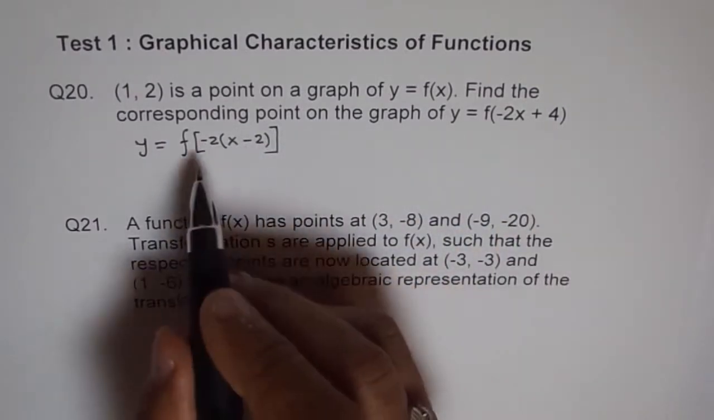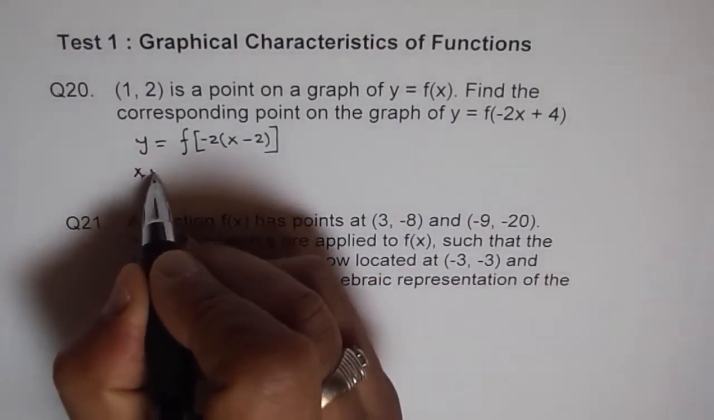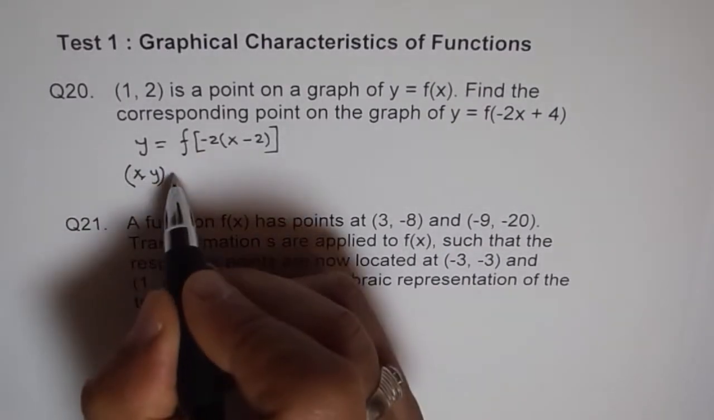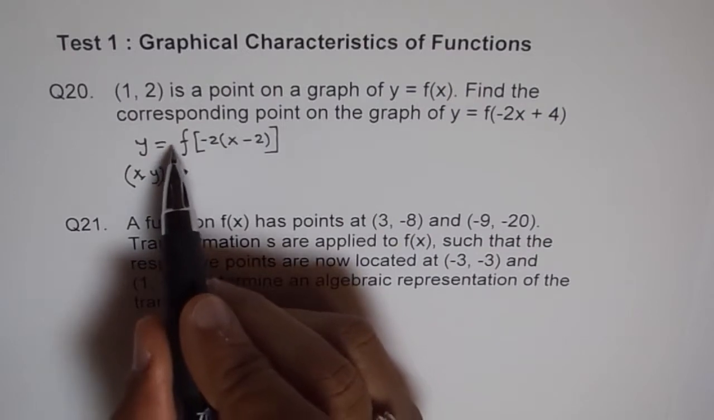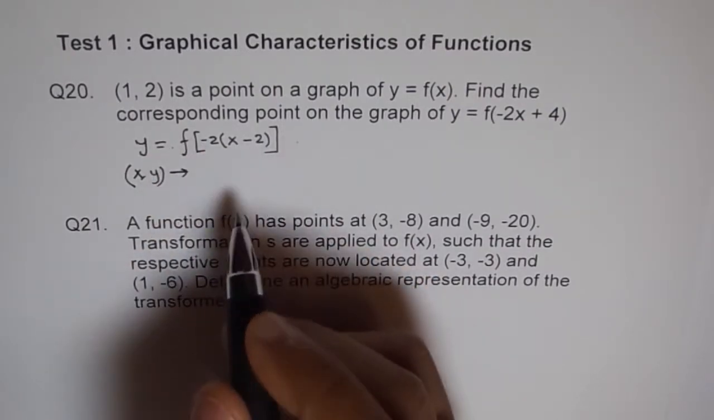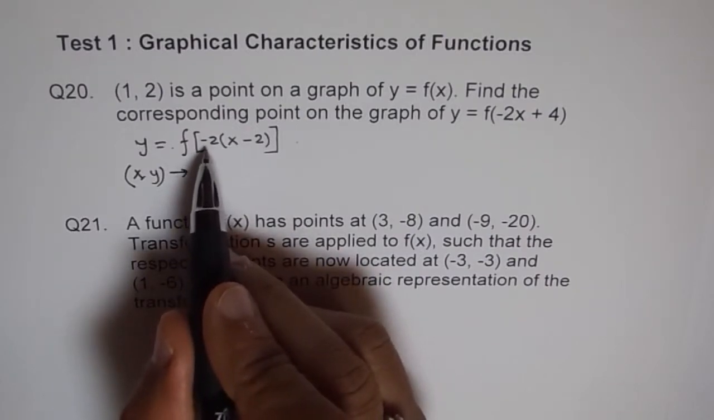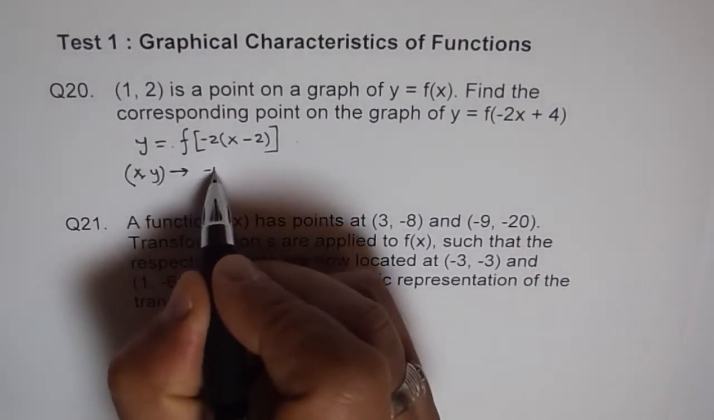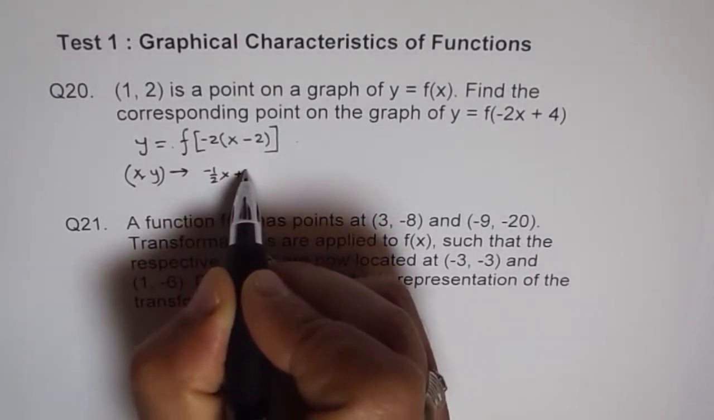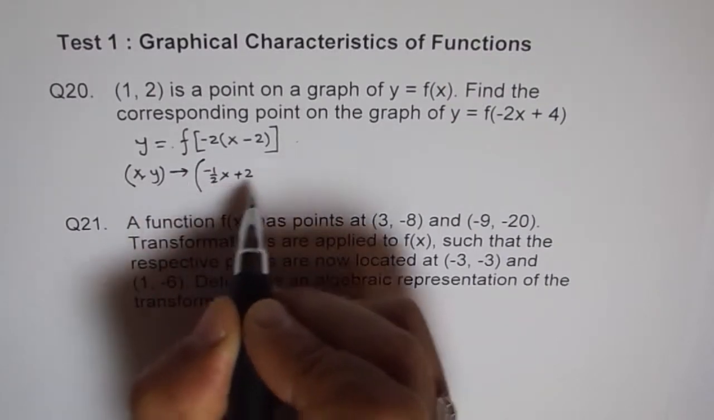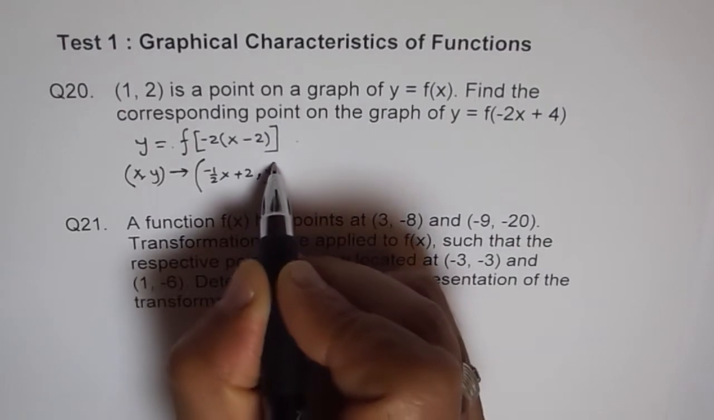Now, if this is your transformed function, how is my point x, y getting transformed? What happens to the y value? Nothing, because there's nothing outside here or here, right? So y remains the same. But the x value gets divided by minus 2, so we have minus half of x, and then the x value gets added by 2 also. So that is the change which happens to the x value, and the y value remains the same.